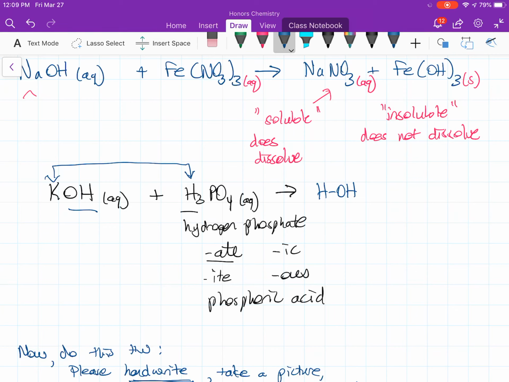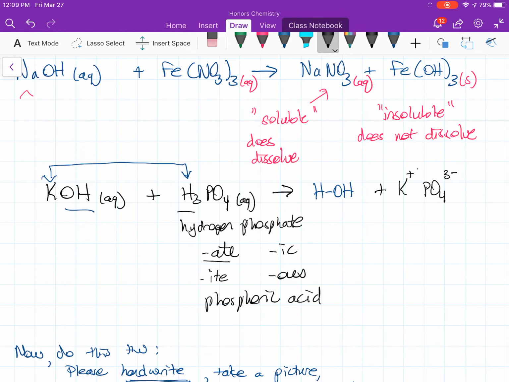And what is HOH, my friends? Dihydrogen monoxide. Oh, you mean water? Yes, HOH is water, but I'm going to leave it as HOH because it's going to make my balancing life easier in a moment. And then, what's left? Now K is going to be bonded to phosphate. Well, phosphate is PO4 minus because you've memorized that. K is +1. So pause the video and write that formula correctly.